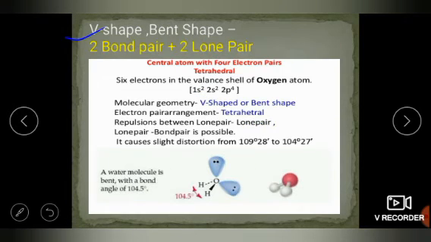Next is V or bent shape. V shape or bent shape will come when there is some lone pair. So 2 bond pairs and 2 lone pairs will make a bent shape. Example we are taking is water. So the bond angle is distorted. It is 109.28 in an ideal case, and 104 between bond pairs, and 109 between lone pairs. Okay.